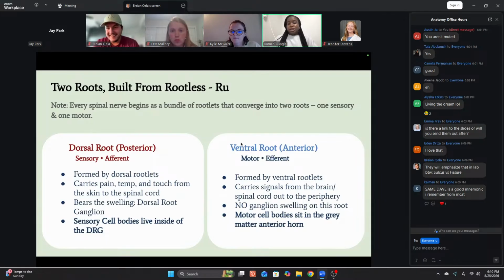The ventral root. So it is formed by the ventral rootlets, and it carries signals from the brain and the spinal cord out into the periphery. So there's no swelling, there's no dorsal root ganglion on the ventral root. And FYI, the motor cell bodies sit in the gray matter anterior horn. So just like how the cell bodies for sensory sit in the dorsal root ganglion, the cell bodies for the motor sit in the gray matter of the anterior horn, which is located on the spinal cord. I hope that makes sense.